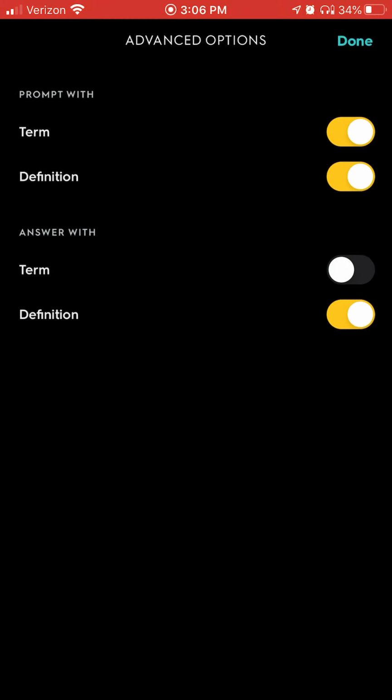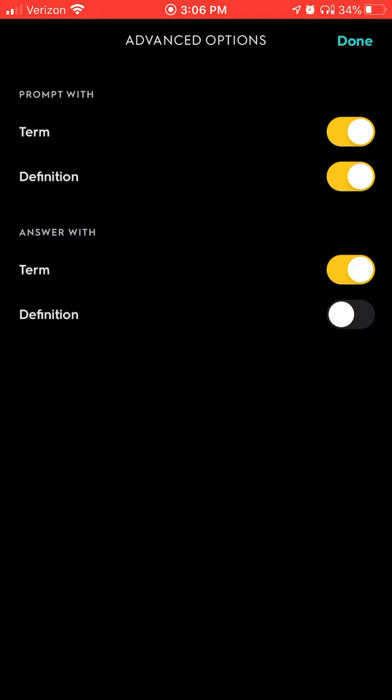So click on that. And then you go to prompt with, answer with. Now leave the prompt with, it's double filled in, which doesn't make any sense. But you want to have definition filled in. Okay, so if you have everything filled in like this, then it'll either prompt you with term or definition, and then the answer will be the opposite.